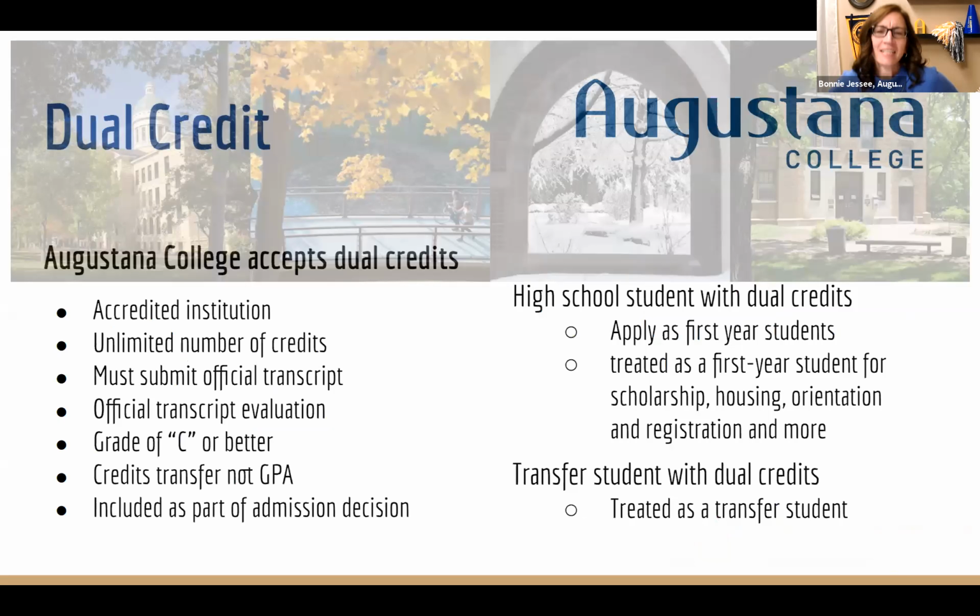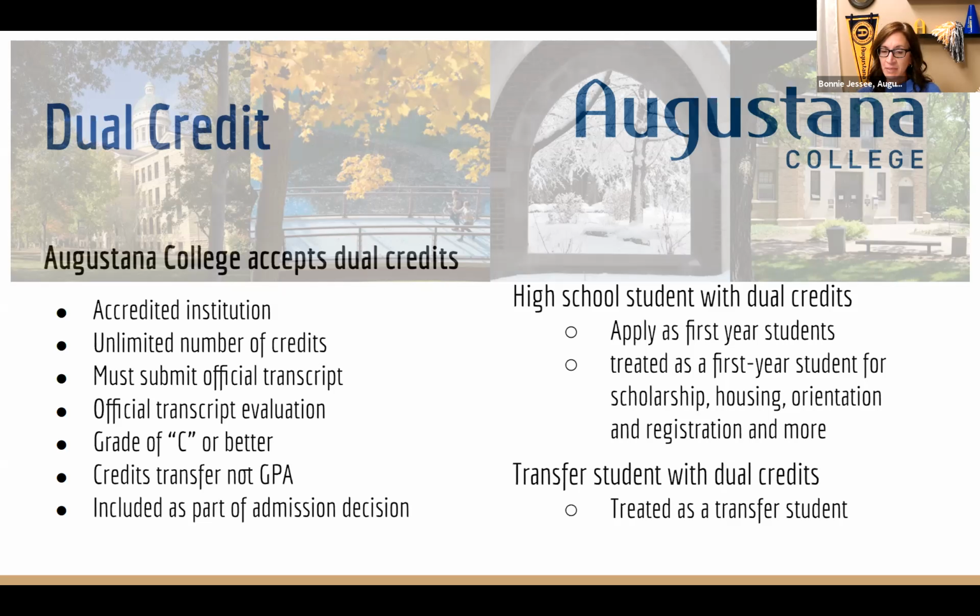Thank you, Cassie. So I'm actually going to cover kind of the same things Cassie did, but I'm going to cover it on the private side. So Augustana does accept dual credit. We do not have dual enrollment. So again, we do accept dual credit from accredited institutions, just like Western. That's very important. There's an unlimited number of credits that students can bring in, and I'll talk a little bit more about that in just a bit.